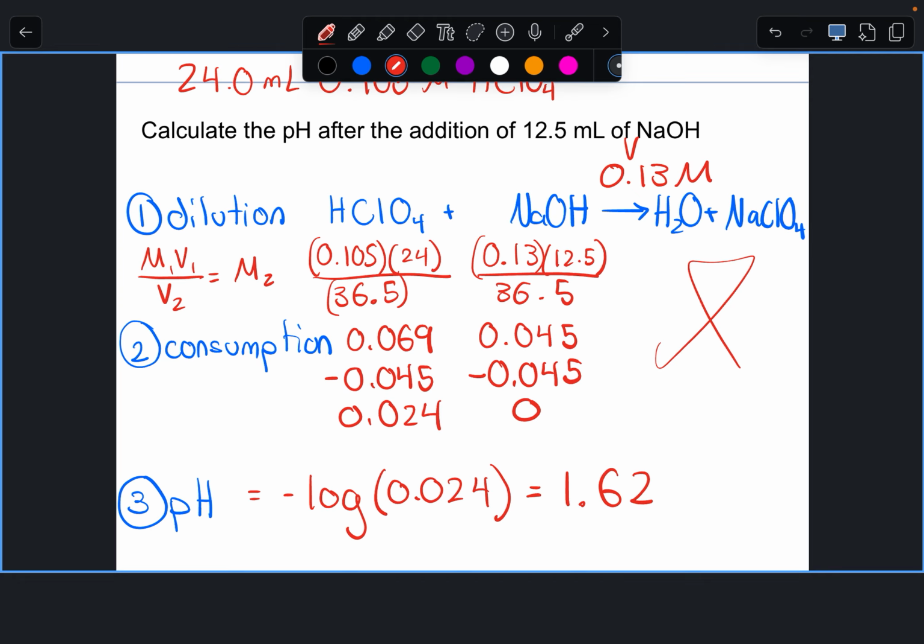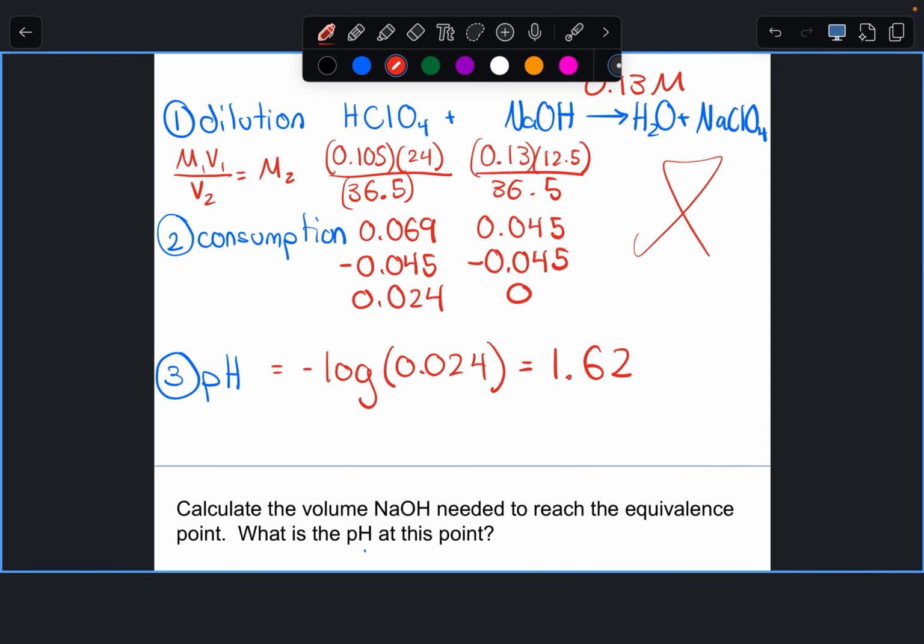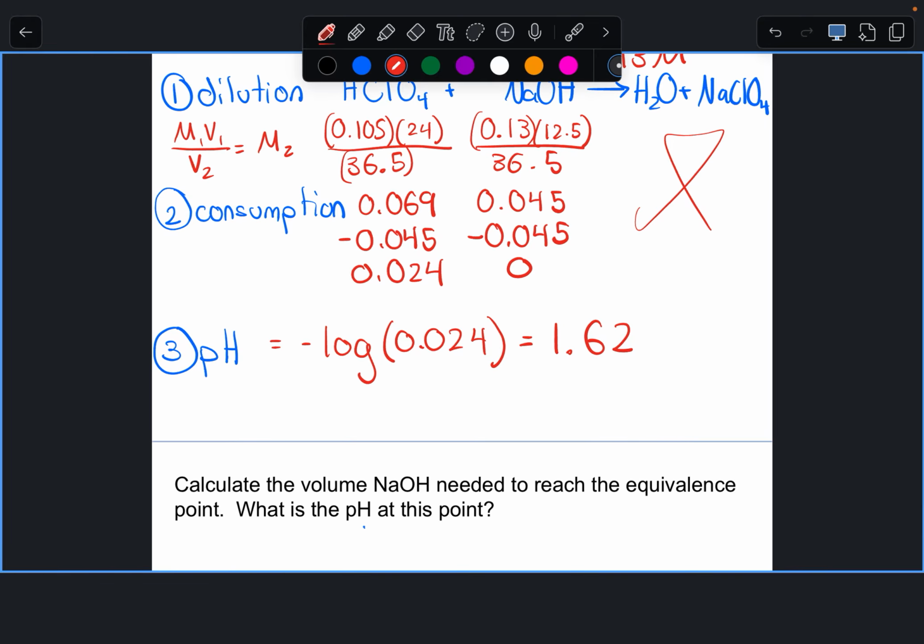So that's the next question. Sorry, not calculate it. You're asked what the pH is at the equivalence point, and then you need to calculate the volume of that NaOH that's required to get you to that equivalence point. Okay, so I'll leave that work up there. Go ahead and start on this next one.